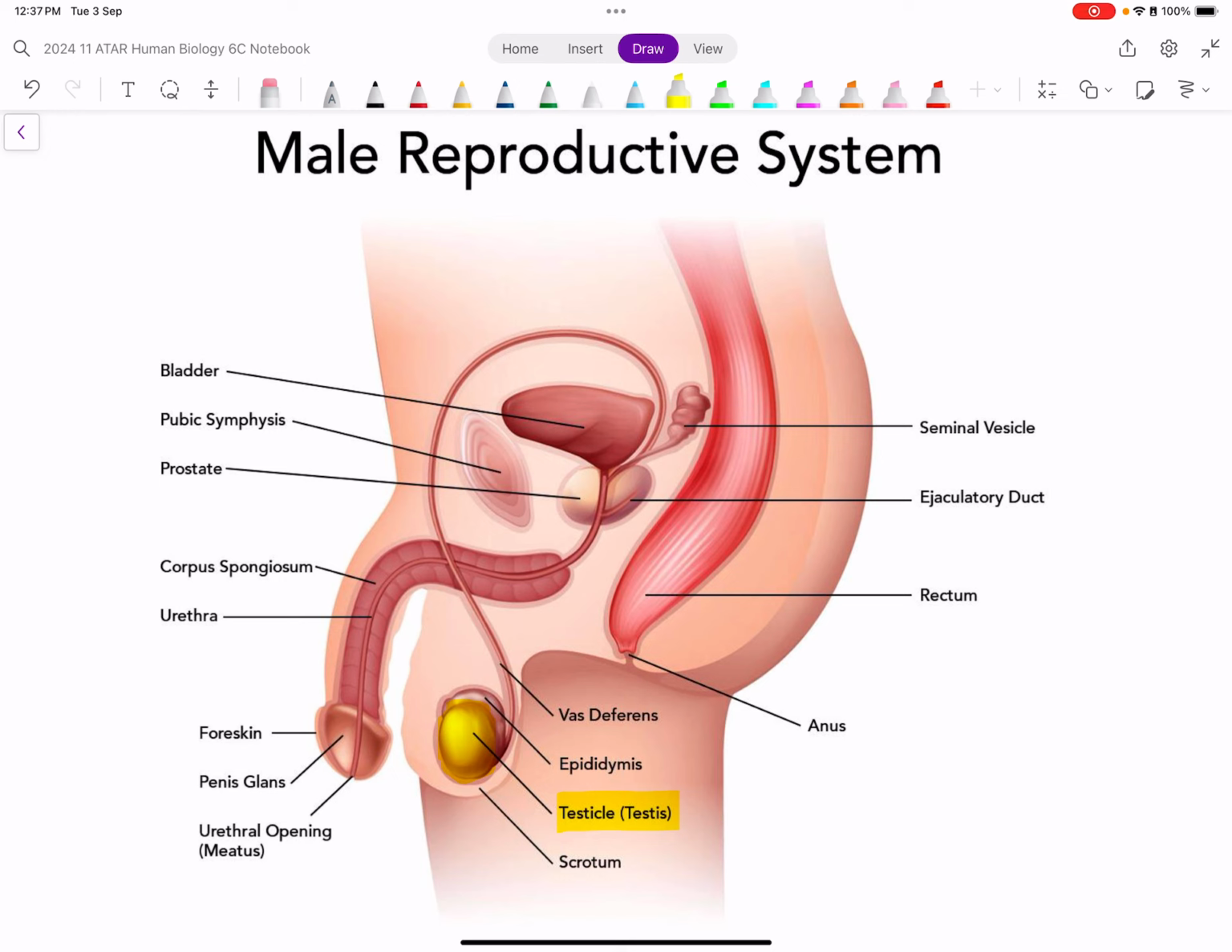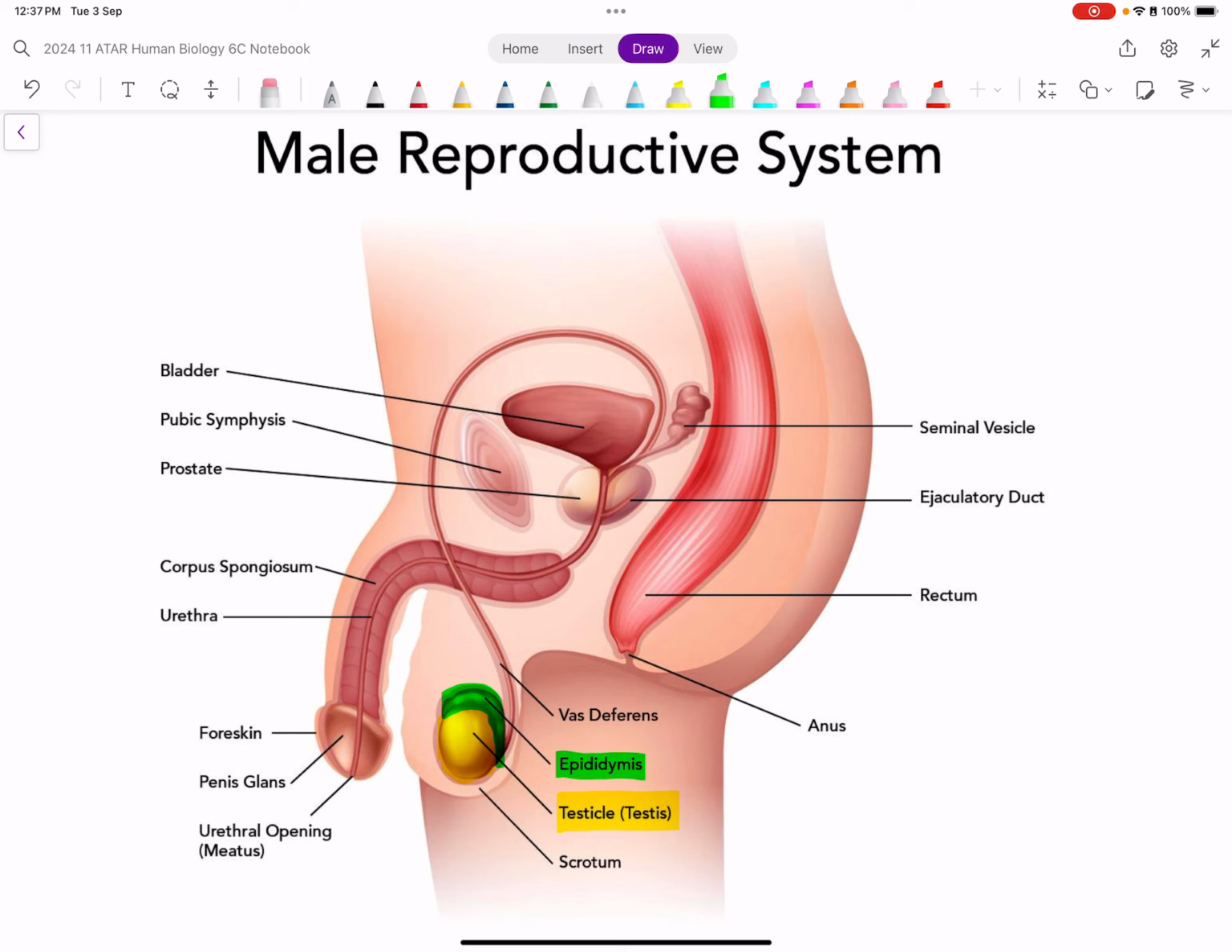Now, as sperm are produced, they then travel into this next part, which sits just on top of the testes, and this is known as the epididymis. Now, within the epididymis, there are a bunch of coiled tubules, and this is where the maturation of our sperm takes place.